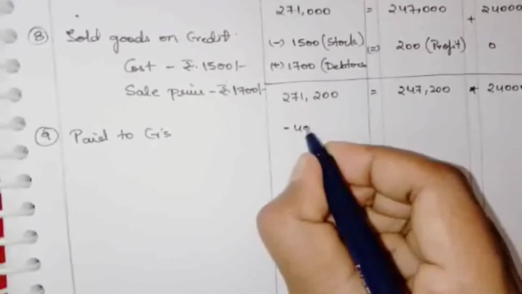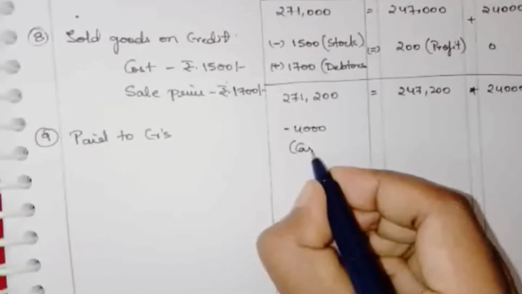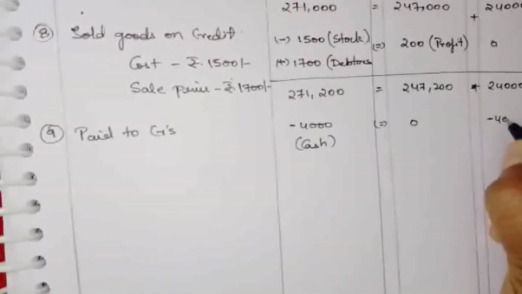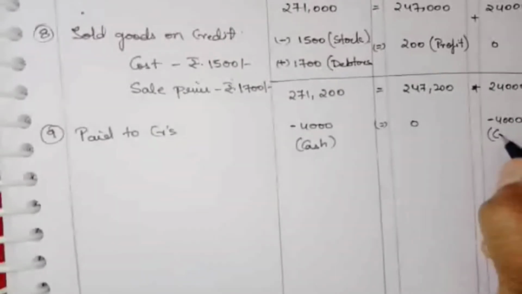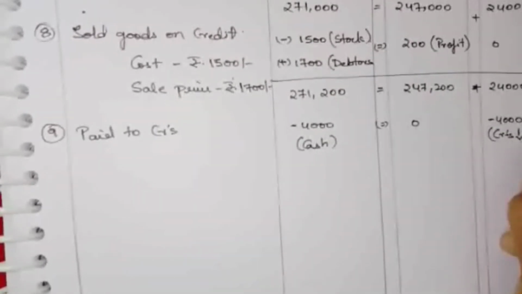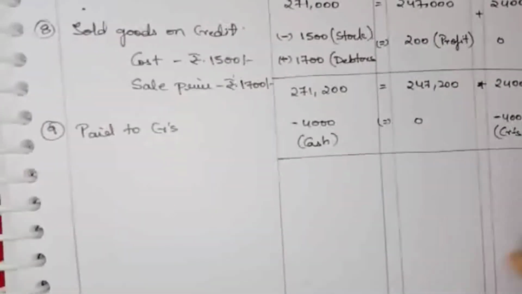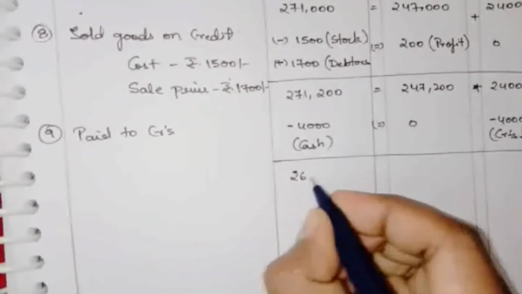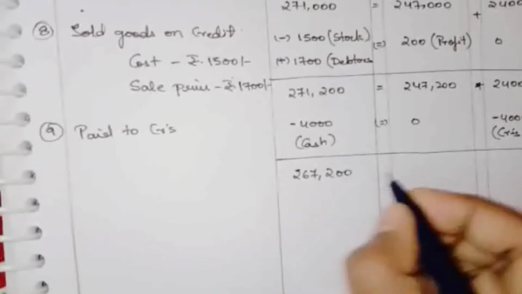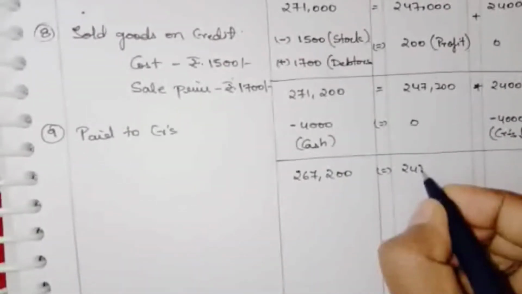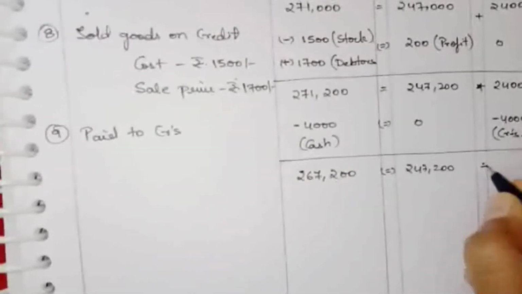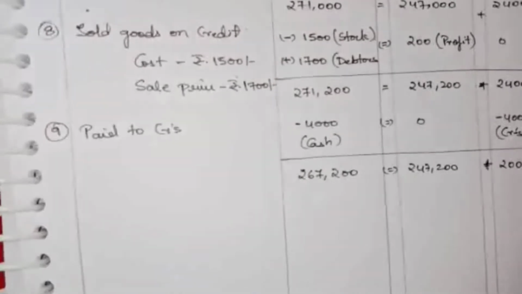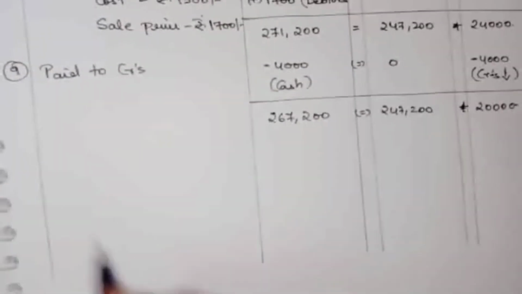And next one, that is paid to creditors. Paid to creditors amount 4,000 we paid in cash, therefore reduce the cash from the asset side by 4,000, and the creditors balance will get reduced by 4,000 rupees. Since we are making the payment to the creditor, both sides reduce. Total comes to 2,67,200 equal to 2,47,200 plus 20,000.